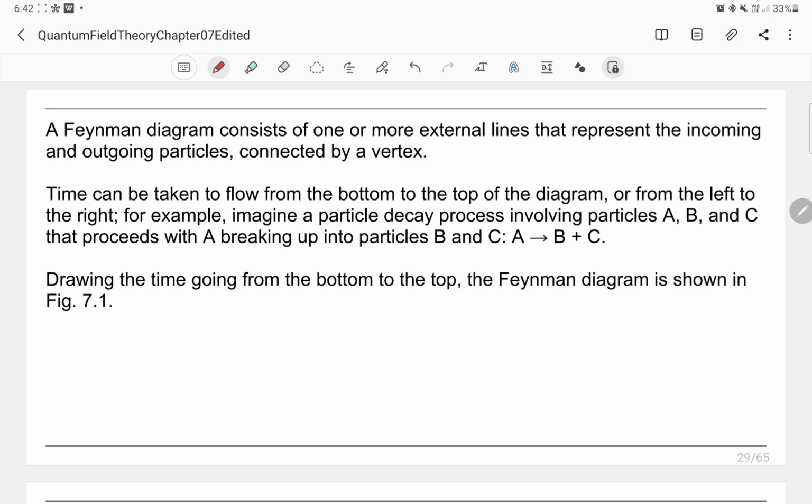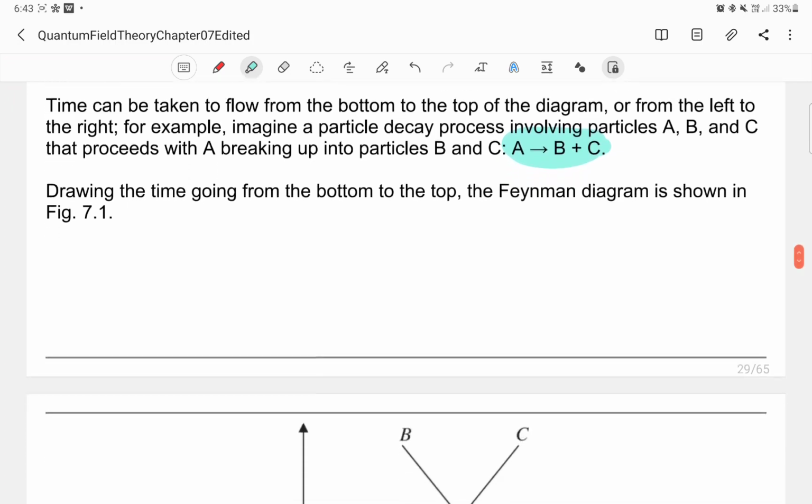A Feynman diagram, by the way, we're now talking about Feynman diagrams, consists of one or more external lines that represent the incoming and outgoing particles, and they're connected by a vertex. So here you have to take note of the time, and the time can be taken to flow from the bottom to the top of the diagram, or from the left to the right. For example, if you imagine a particle decay involving particles A, B, and C that proceeds with A breaking up into particles B and C, you can write it like this, or you can write it as a Feynman diagram. Drawing the time going from bottom to top, the Feynman diagram is shown here.